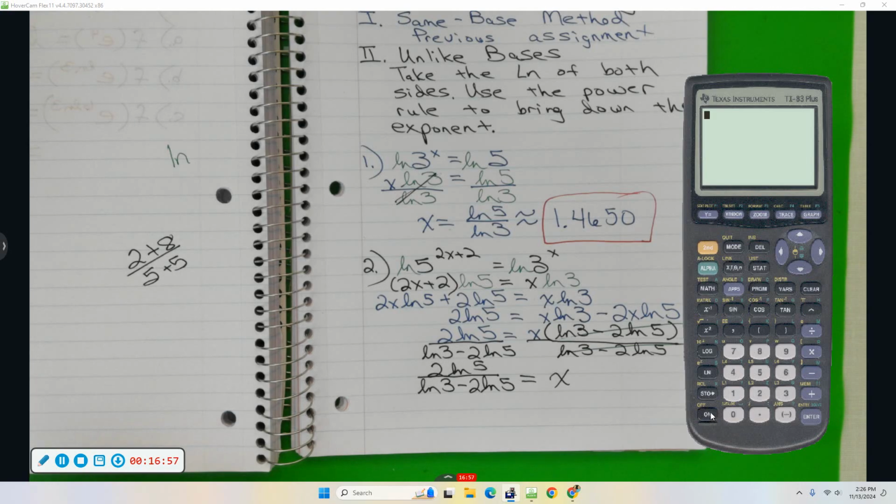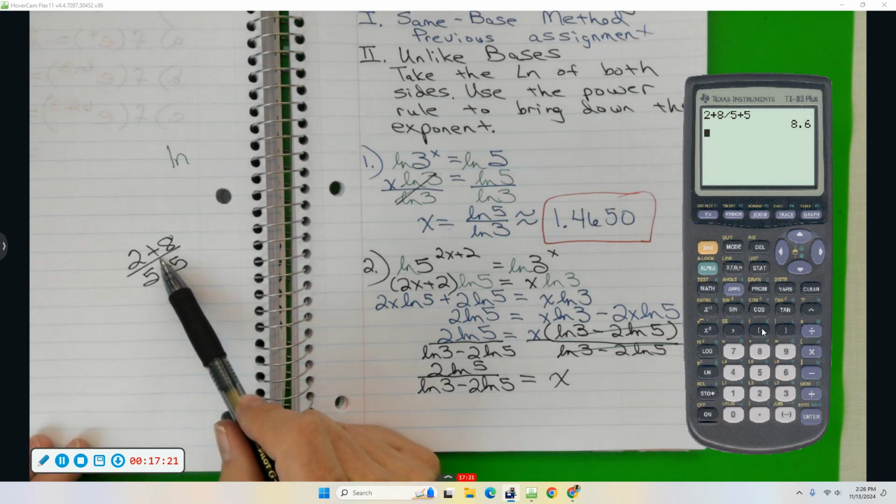How do I make the calculator give me a 1? If I do this, no, that's wrong. 2 plus 8 divided by 5 plus 5. Are we getting 1? What's wrong there? I got 8.6. But we know it should be 1. What do I need to do to make the calculator give me the right answer?